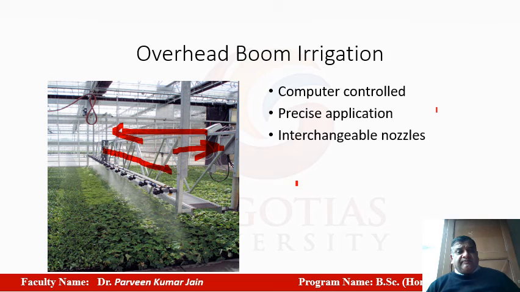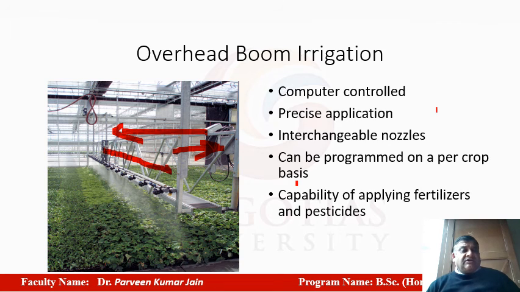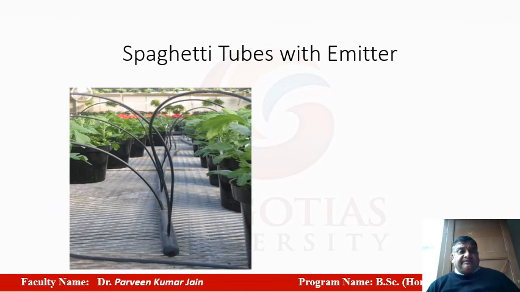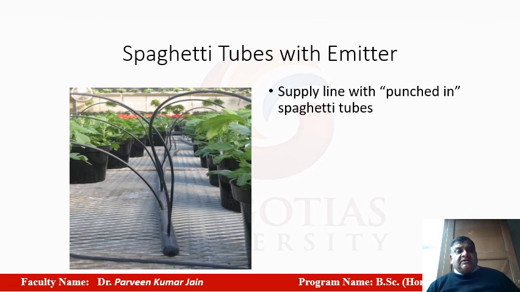It gives precise application, has interchangeable nozzles, and can be programmed on a per crop basis. So this is all in the automated systems. We can use fertilizers and pesticides along with the irrigation water, and they can be supplied in a very quantified manner. Now there are tubes with emitters. These tubes are inserted in each plant, and from there the water can be supplied.